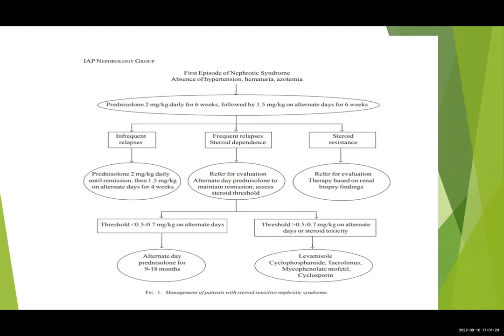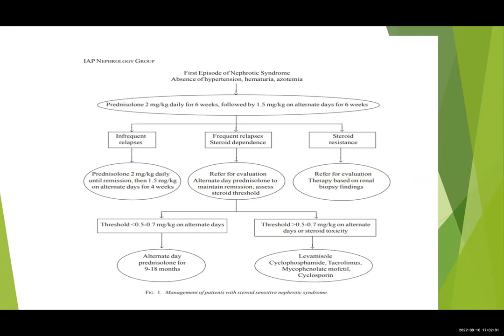But if the patient is relapsing on this low dose of 0.5, if the patient on this low dose is maintaining remission, it is okay. But if the patient cannot maintain remission unless given more steroid on alternate days, you have to shift to other drugs like levamisole, cyclophosphamide, and other drugs.